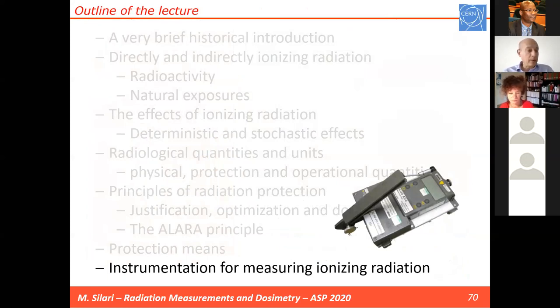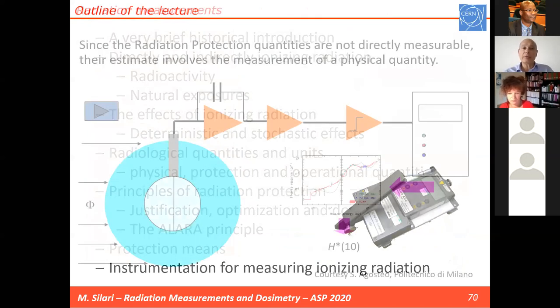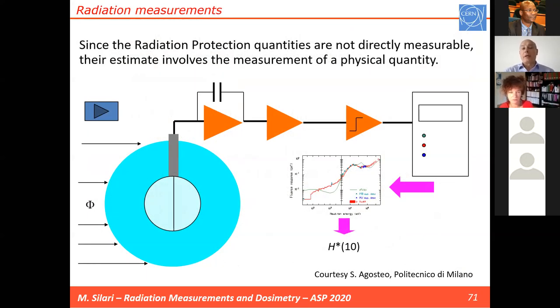Now, the last bit, I would like to talk a bit about the instrumentation we use for measuring ionizing radiation. So this is the general principle. This is a nice slide that I got from a colleague at the Polytechnic of Milan. I always use it. So remember, an instrument measures only physical quantities. Physical quantities could be the interaction of radiation in an active medium.